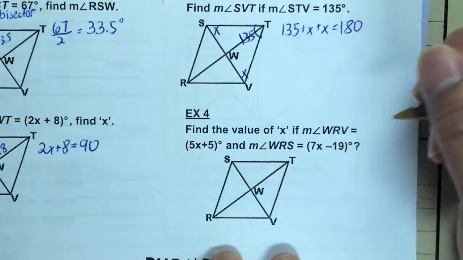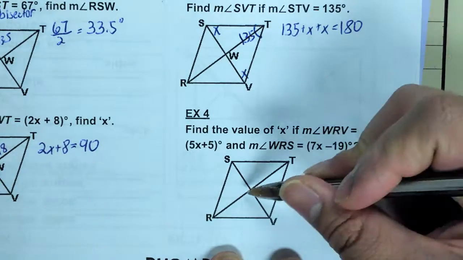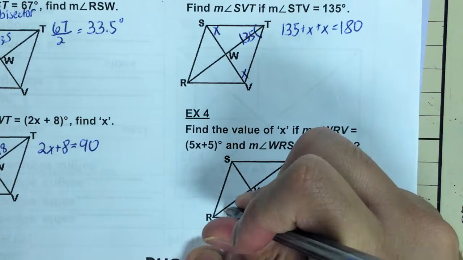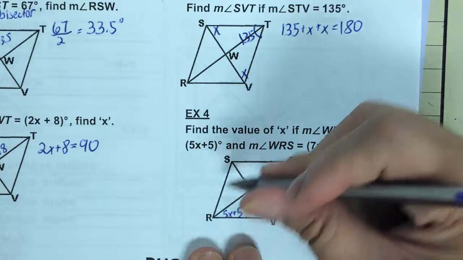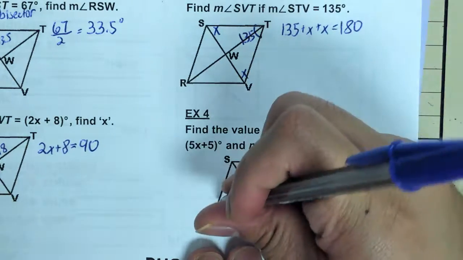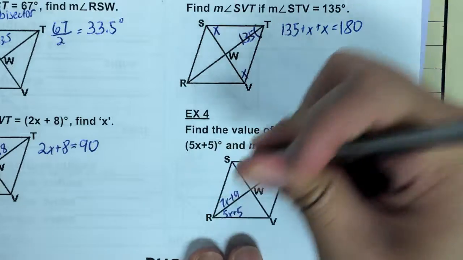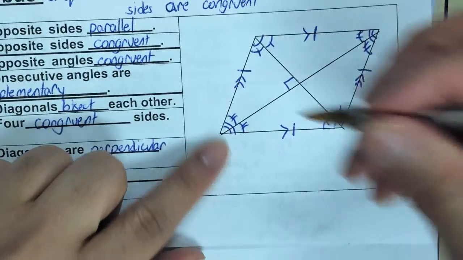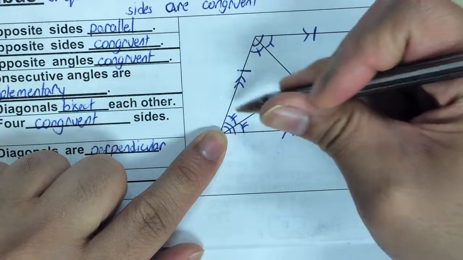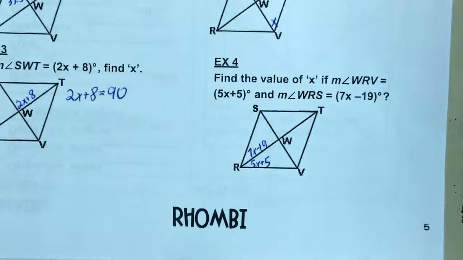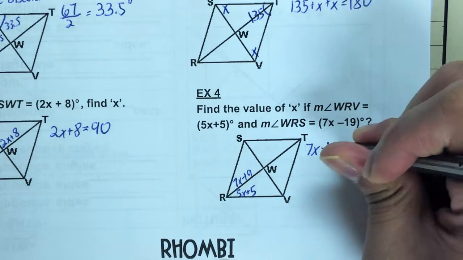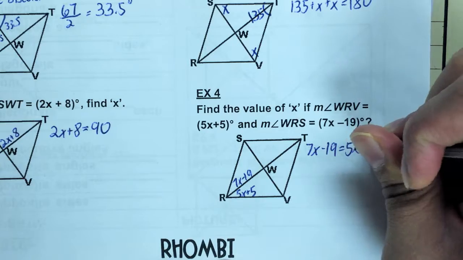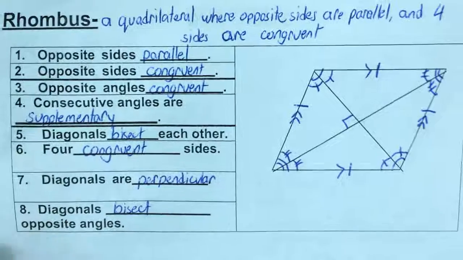And last part, find x if measure of angle WRV is 5x plus 5, and WRS is 7x minus 19. And our property over here is that these two angles are the same, they're congruent. So we have 7x minus 19 equals 5x plus 5. And solve from there. So there you have properties of a rhombus.